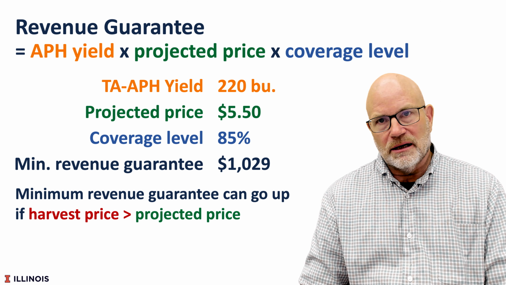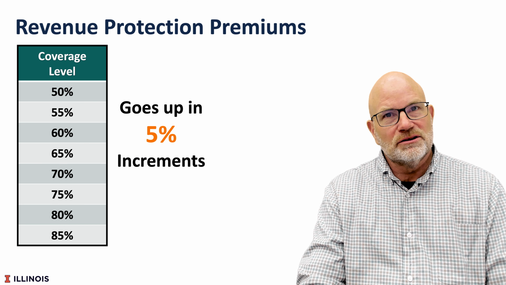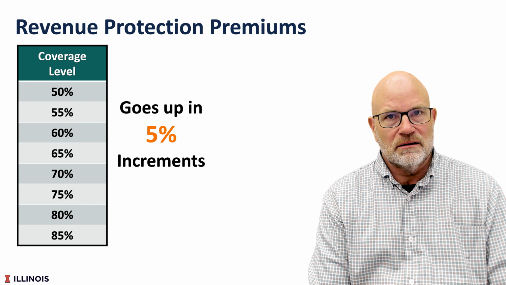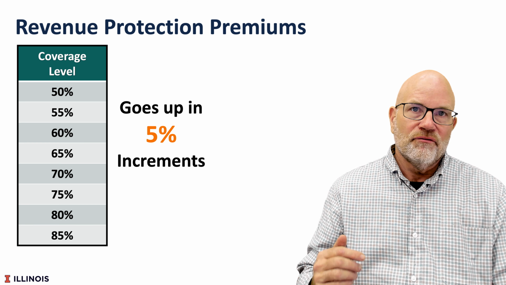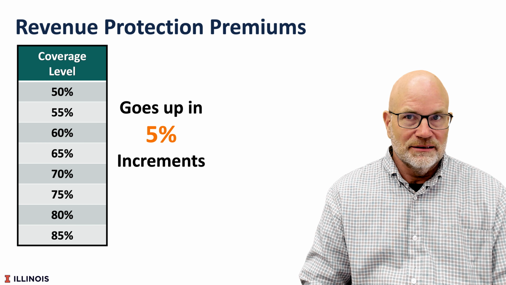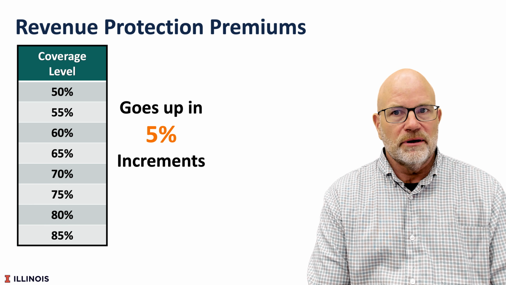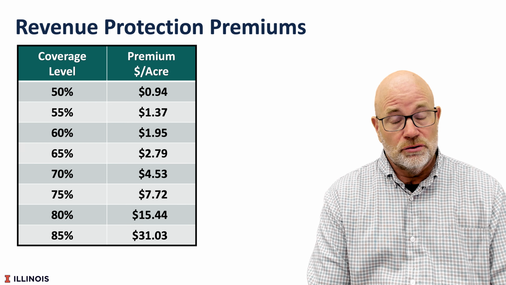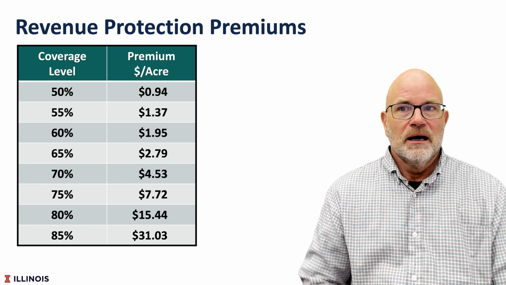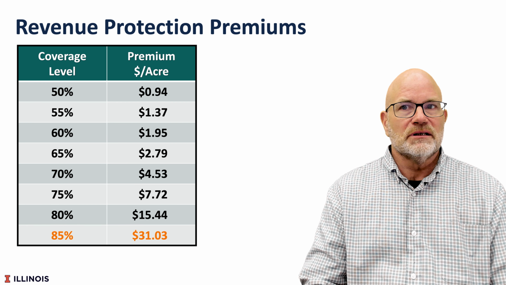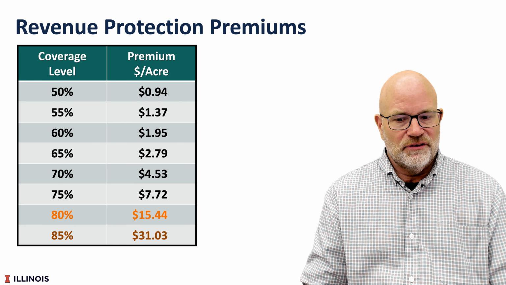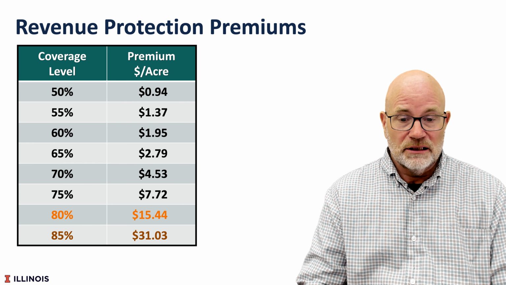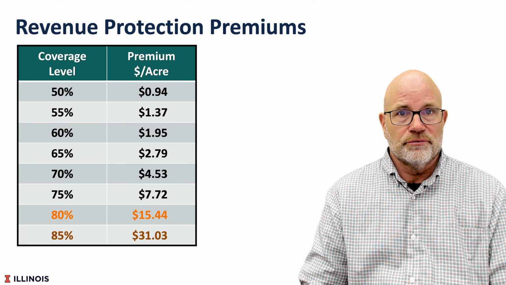When choosing this product, the people that are using the insurance make a choice of coverage level from 50 to 85% in 5% increments. We have the highest here. If we lower that, we get lower guarantees. At the same time, we lower the premium as well. You can see, and this is a 2022 example for Champaign County, as we lower the guarantee from 85%, $1,031, to 80%, $544 an acre, we lower the premium. So less protection results in lower farmer-paid premium.